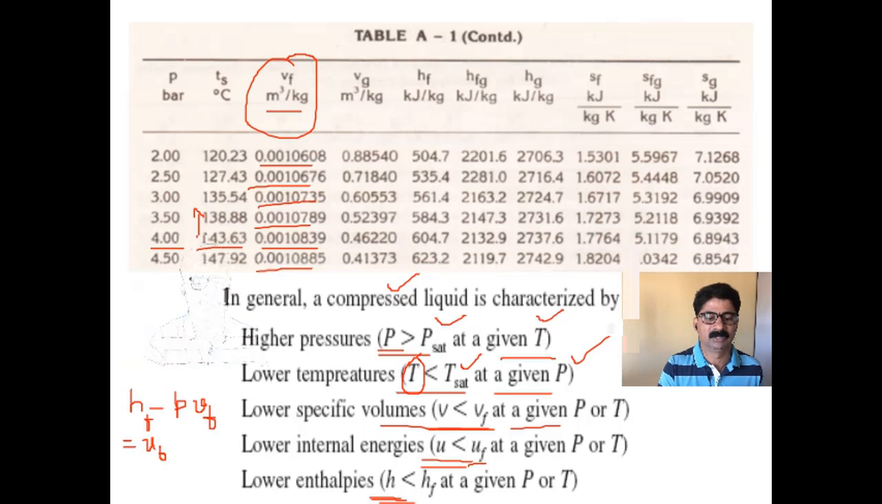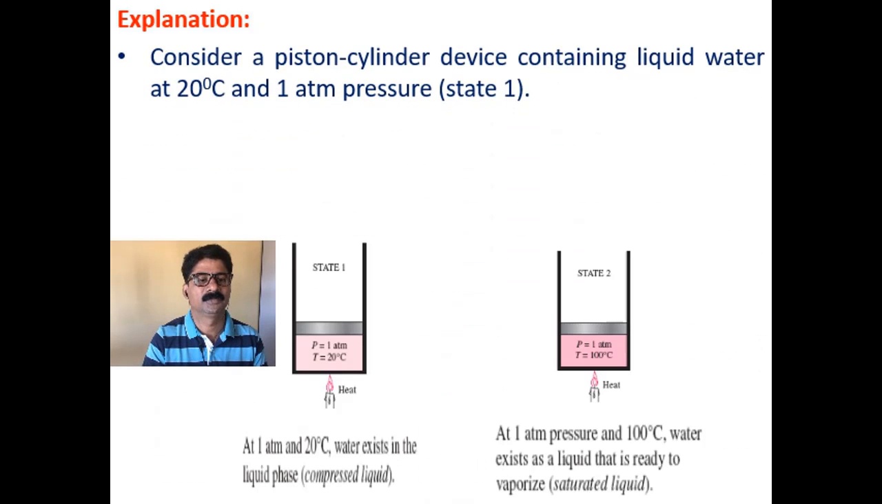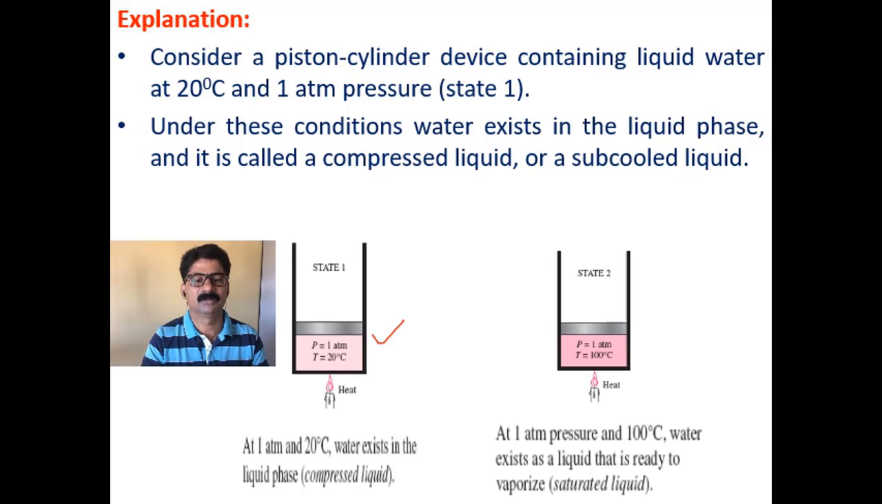Now let me explain the phase change process. For that, consider a piston cylinder device containing liquid water at 20 degrees Celsius and 1 atmospheric pressure, as shown in the first figure. This is called state 1. Under these conditions, water exists in the liquid phase and is called compressed liquid or subcooled liquid, because you know that at 1 atmospheric pressure the boiling temperature is 99.63 degrees Celsius. Till then it is a compressed liquid.